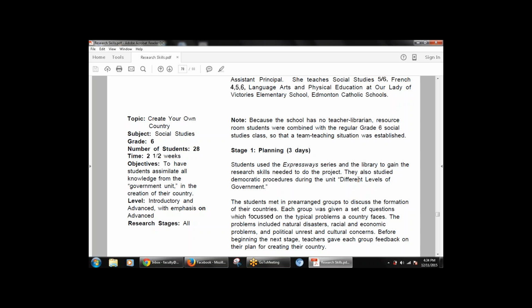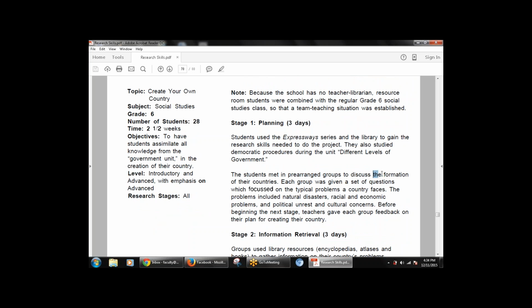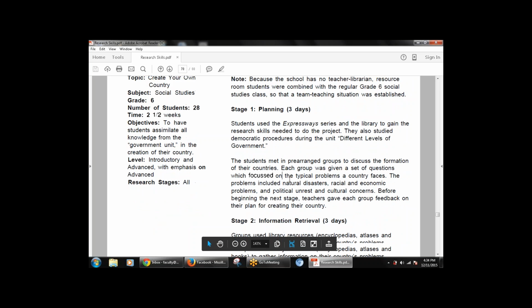The students met in a pre-arranged group to discuss the formation of their country. That means this is the planning phase. They arrange the groups in a pre-planned manner, so there is a pre-arranged group available to discuss the formation of their countries. And each group was given a set of questions which focus on the typical problems a country faces.